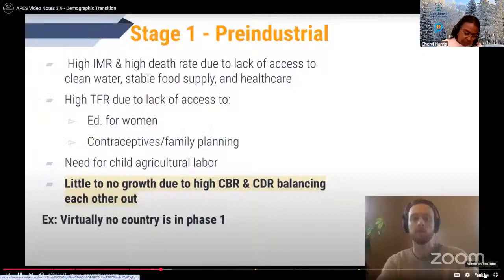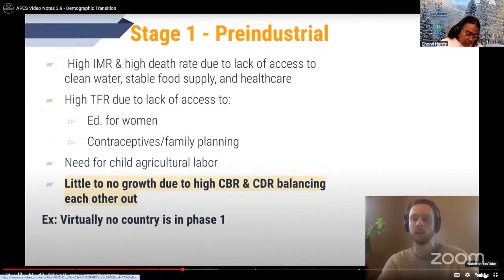Now we'll talk about the 4 stages of demographic transition, starting with phase 1, or stage 1. In stage 1, a country has a high infant mortality and death rate, and this is due to lack of access to clean water, stable food supply, and healthcare such as hospitals and vaccines. TFR is also high due to lack of access to educational opportunities for women, access to family planning and contraceptives, and then that need that we discussed earlier for child labor to provide income for the family. Because CDR and CBR are both so high, the country has a stable population without much growth.